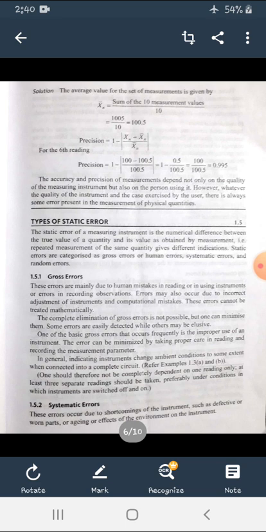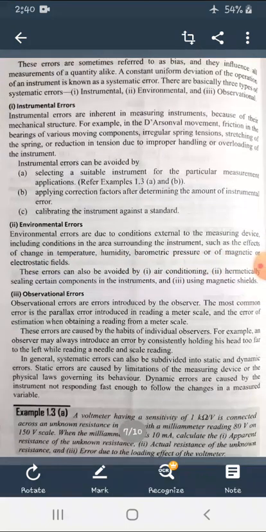Okay. Next, systematic error. There are three types of systematic error. One is instrumental error, second is environmental error, third is observational error. So what is instrumentation error? Instrumentation errors are inherent in the measuring instrument. Sometimes there is an error within the instrument, that is the instrumentation error. That is due to an error of the manufacturer, or sometimes after manufacturing, due to the aging effect of the instrument, it may occur.